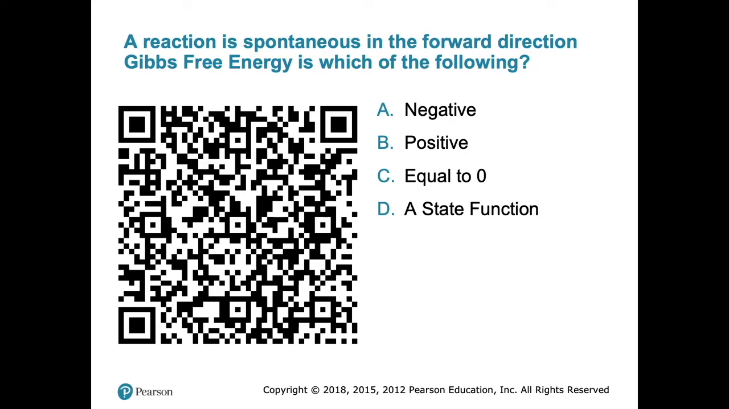Anyway, so the answer to this is what? Negative, yes, because that is the form of delta G. That means that the reaction is spontaneous going in the forward direction. If it's positive, it's non-spontaneous going in the forward direction, but spontaneous going in which direction? Reverse. Equal to 0 means what? Exactly.